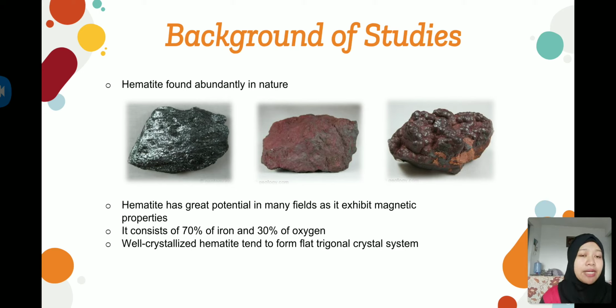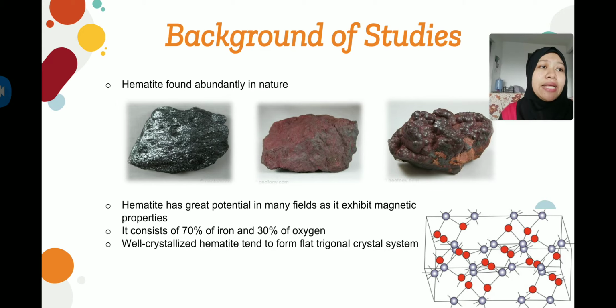So hematite has great potential in many fields, especially the magnetic field, such as photocatalysis and medical applications, as it exhibits magnetic properties. Hematite consists of 70% iron and 30% oxygen. Well-crystallized hematite tends to form a flat trigonal crystal system. This can be understood by looking at the lattice, where the structure consists of a dense arrangement of ferric iron in octahedral coordination and oxygen in hexagonal close packing.